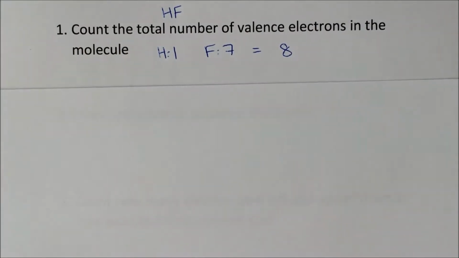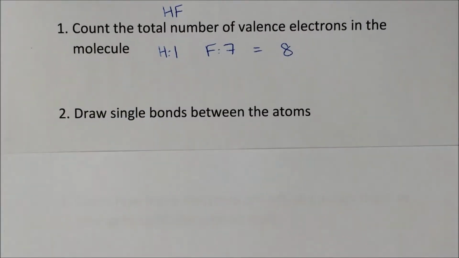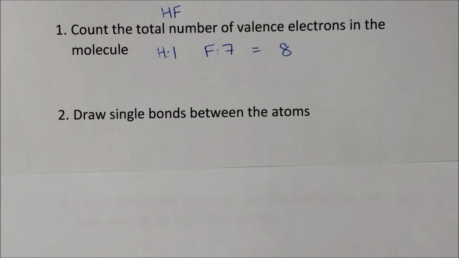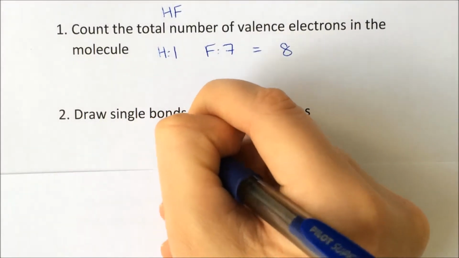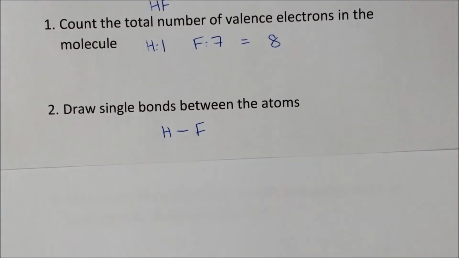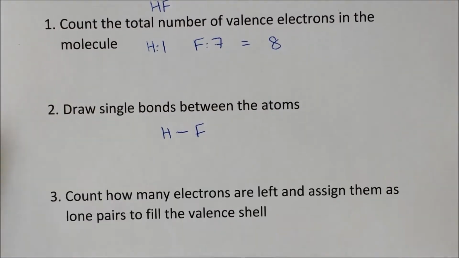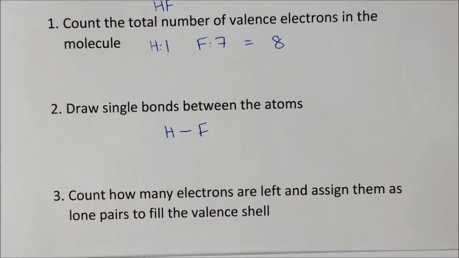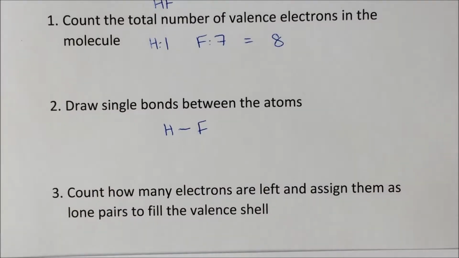and we need to keep track of this in our final Lewis structure. The next step in drawing a Lewis structure is to draw a single bond between the atoms. Here we've got our hydrogen and our fluorine, and we've drawn a single bond between the two. The next step is to count how many electrons we have left and assign them as lone pairs to fill the valence shells of each of the atoms.